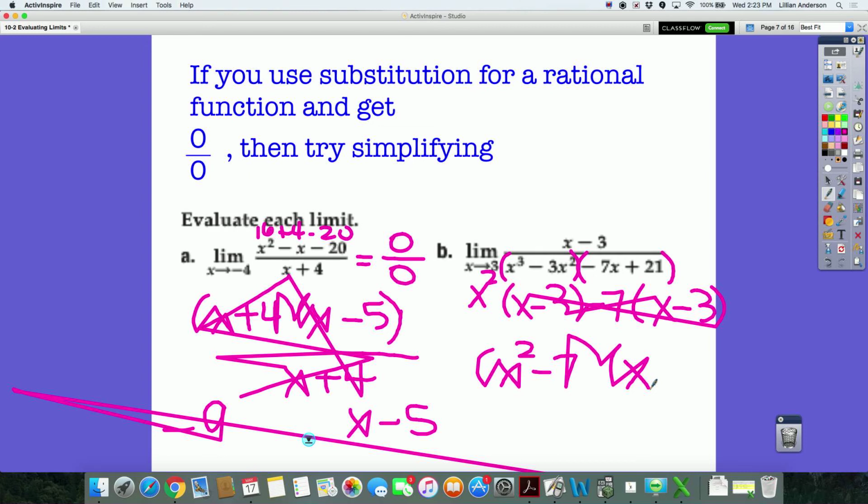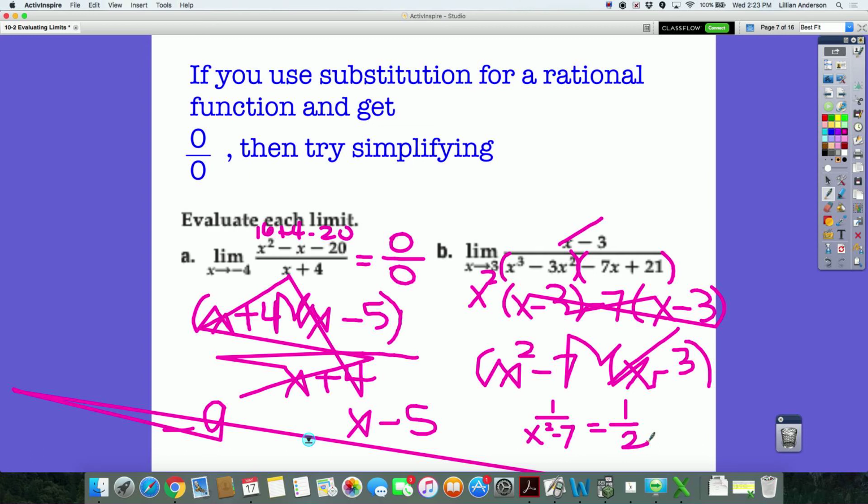So what happens? The x minus 3's cancel out. The x minus 3 at the top cancels out with the one at the bottom. So we have 1 over x squared minus 7. So from here we plug it in again. When I plug in 3, what's 3 squared? Minus 7, so our answer is 1 half. That's exactly what we would get if we did it in our calculator. It'd be 1 half.